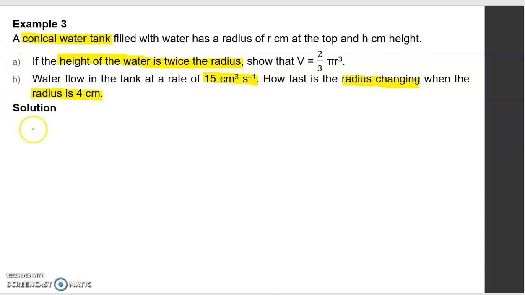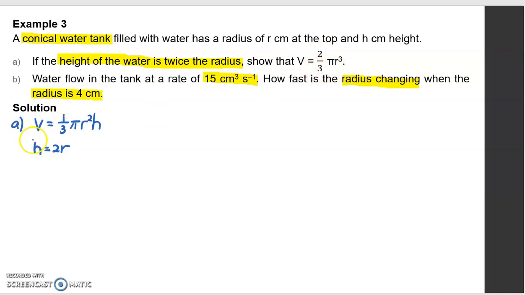Let's say we have A. First you have to know the volume. The volume for a cone is 1/3 pi r squared h. This is the volume of the cone. So now we look at question A. If the height of the water is twice the radius, which means that h is equal to 2r. What the question requests is to show that the volume is equal to 2/3 pi r cubed.